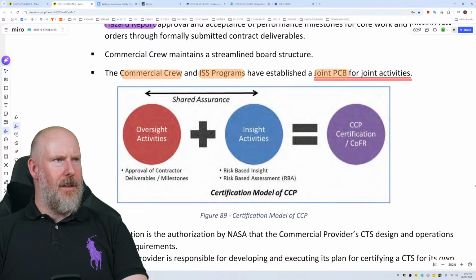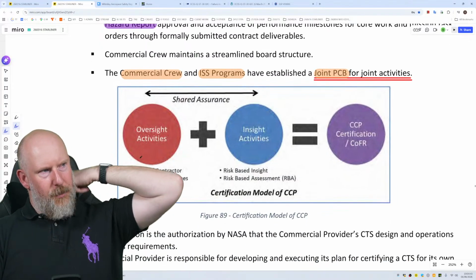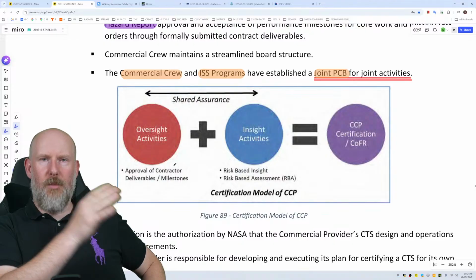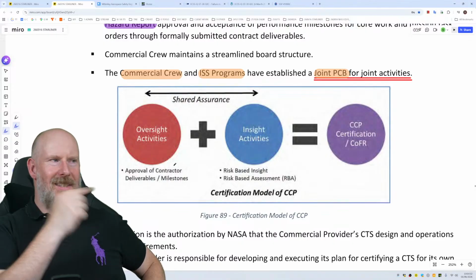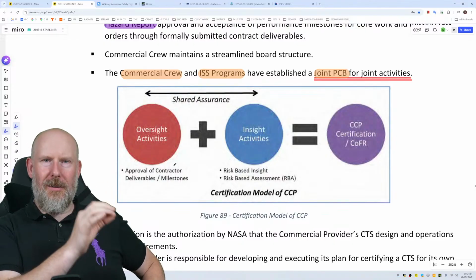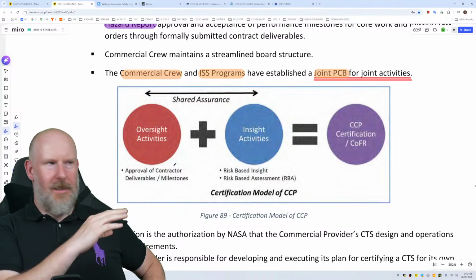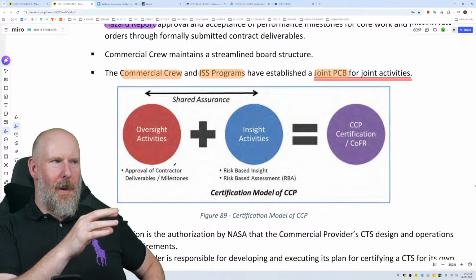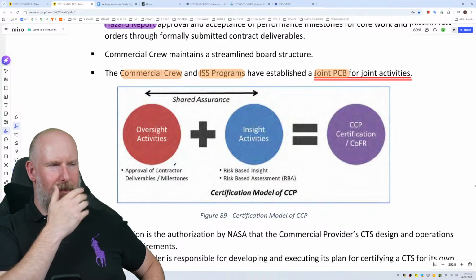Right, so shared assurance, oversight activities, approval of contracted deliverables, milestones. See, this is program management, project management language. This is not about engineering or safety engineering. This is about deliverables and milestones. You know, this is just ridiculous.